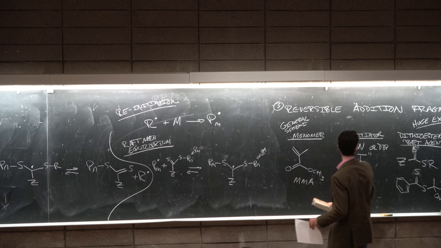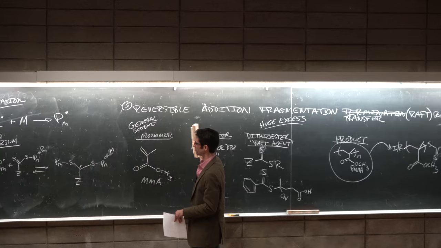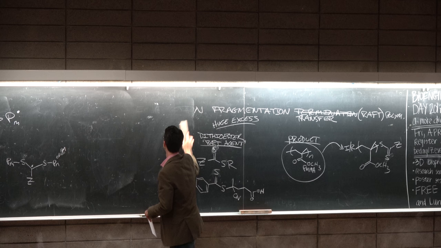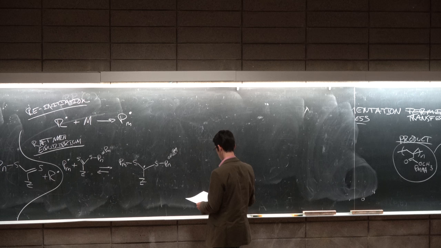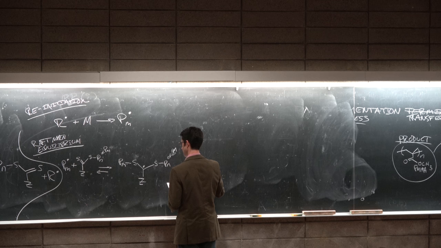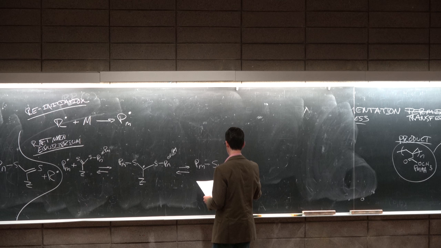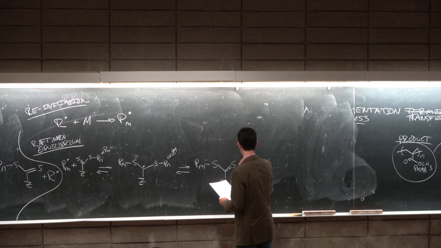Unfortunately, I have to erase some of what's over here. And now this has a choice. Either it can dissociate over here or over here, to give us Pm bonded to the RAFT agent, plus Pn dot.